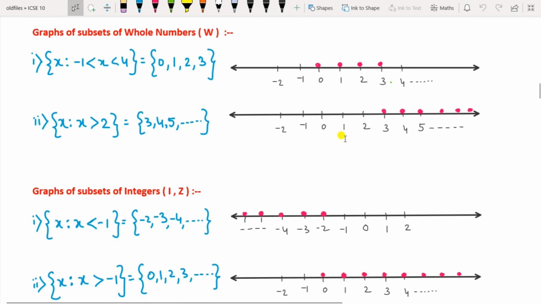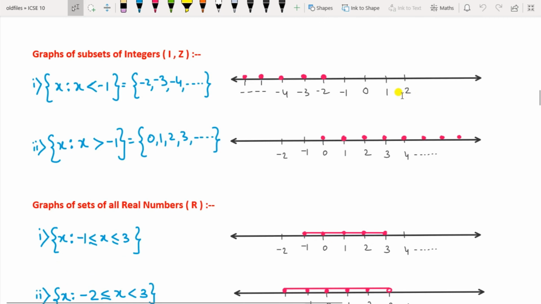Similarly, the graph of a subset of the whole numbers. If the replacement set given is the whole numbers and your solution is the same example as above, -1 < x < 4, then your answer will be 0, 1, 2, 3. Why 0? Because the set of whole numbers starts from 0. So 0 will be included since x is greater than -1. And for x greater than 2, the answer is similar: 3, 4, 5 and so on.